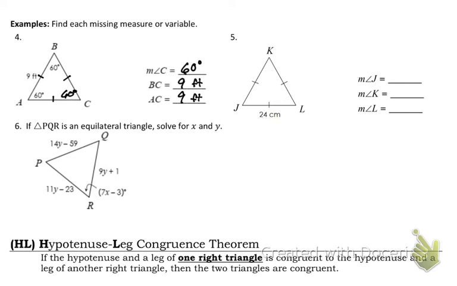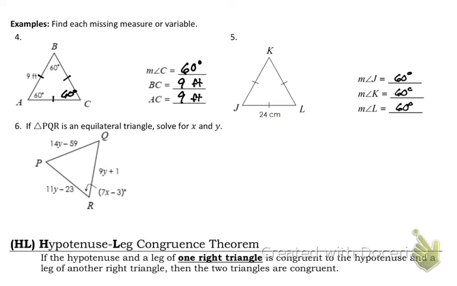So we could just proceed to go, oh, you know what? All of these are just 60 degrees. This should be an easy question if it pops up, but it's just based on you knowing what an equilateral triangle is and that it's 60 degrees. Okay, number 6. It says triangle PQR is an equilateral triangle. Solve for X and Y.